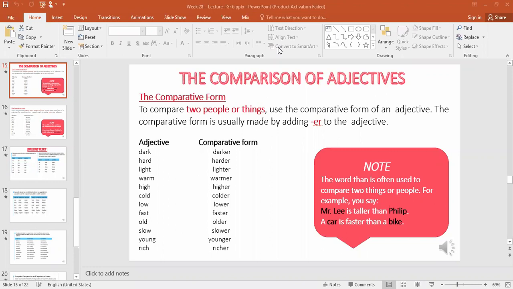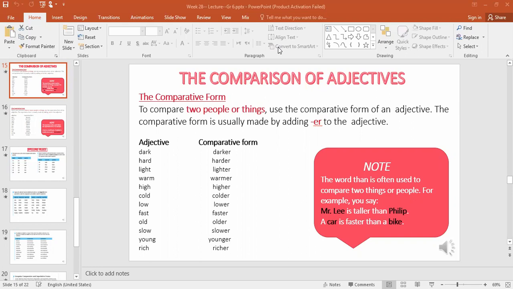If you look at the form of the comparative adjective, did I just say Mr. Lee taller Philippe? No, no, no. Taller than. Is taller than. So whenever you use the comparative form comparing two people or two places or two things, you have to use than in order to have a complete sentence.